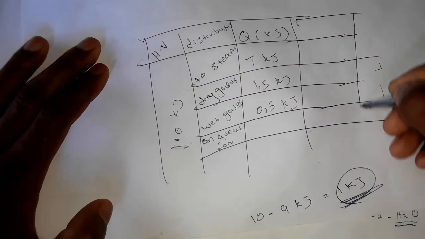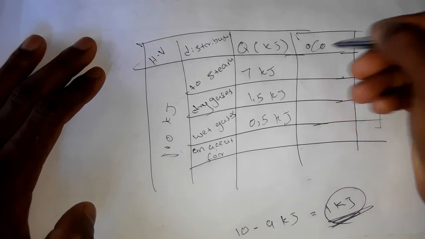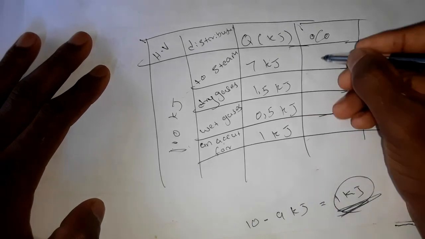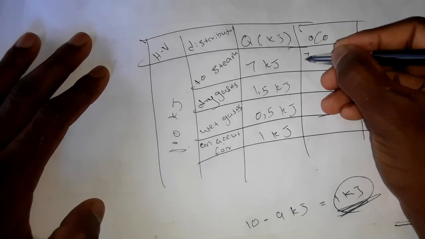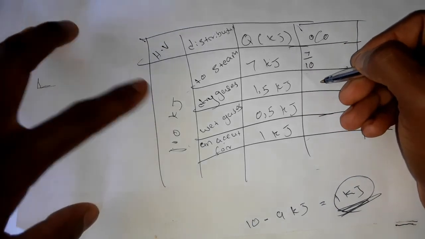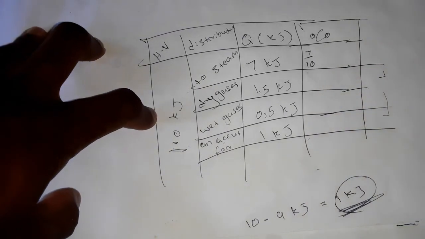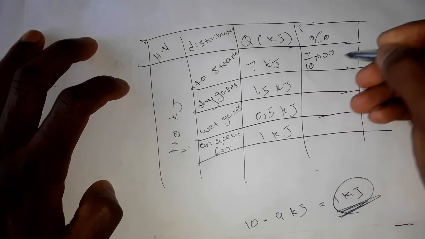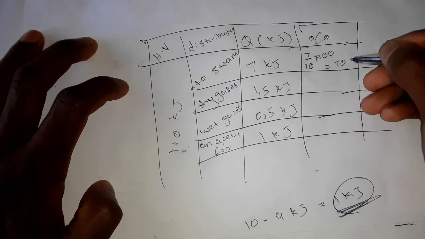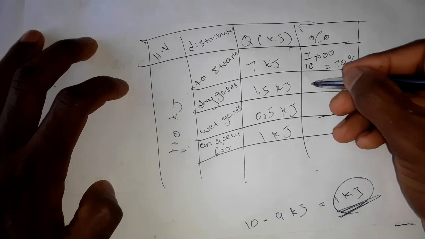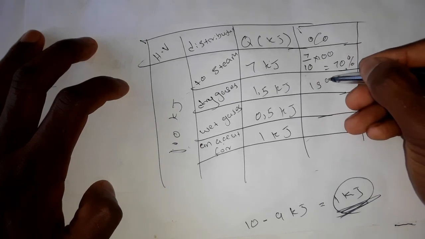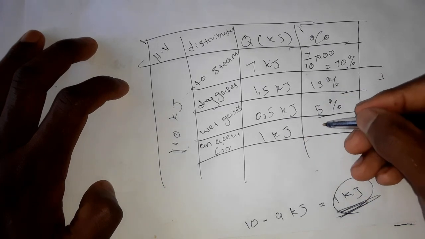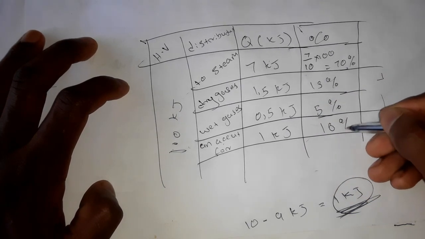And then from here, we are having percentage. Now we want to express this in percentage form. We are going to say 7 divided by the total amount that is expected from the fuel according to the heat value times 100. This will give us 70%. This will give us 15%. This 5%. And this will give us 10%.